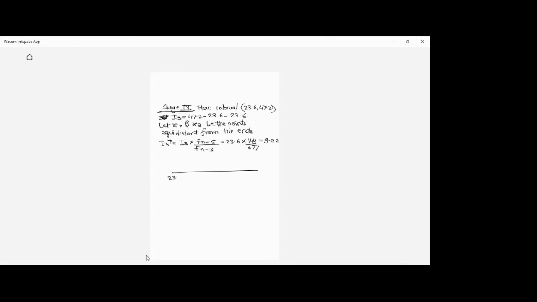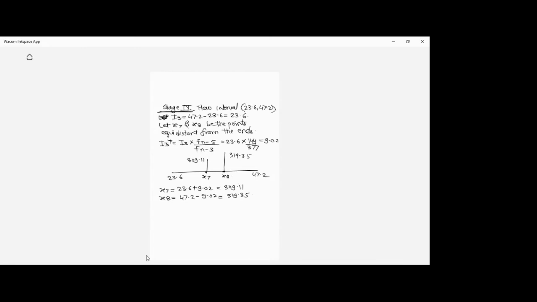Now we can draw this line here. The interval of 23.6 and 47.2, so it is x7 and x8 here. The value of x7 will be 23.6 plus 9.02, and the value of x8 will be 47.2 minus 9.02. So the value of x7 will be 32.62, and the value of x8 comes out to be 38.2.